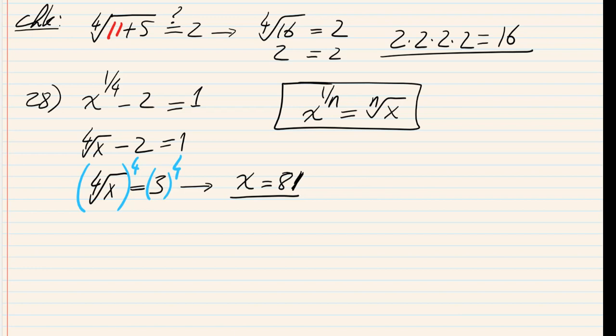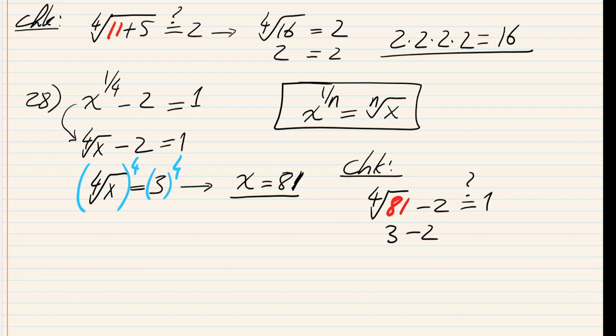Let's try it. And by the way, we always try in the original equation, not the ones that are worked in between, because we are manipulating them. So they should work in the original. So here's my check. I'm going to go with this version of x to 1/4. So is the fourth root of 81 minus 2 equal to 1? Question mark, because I'm checking. Now, the fourth root of 81, that's just going to be 3. That's 3 minus 2, which is 1. It checks. So there we have a solution.